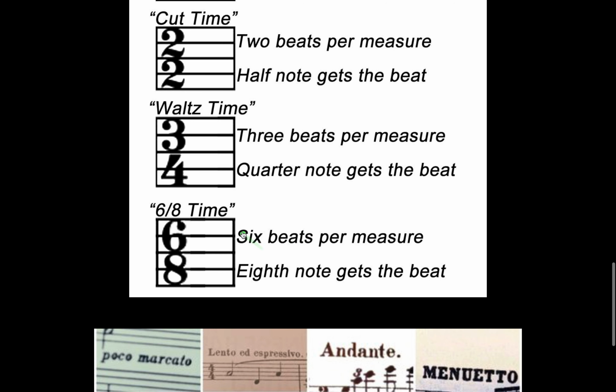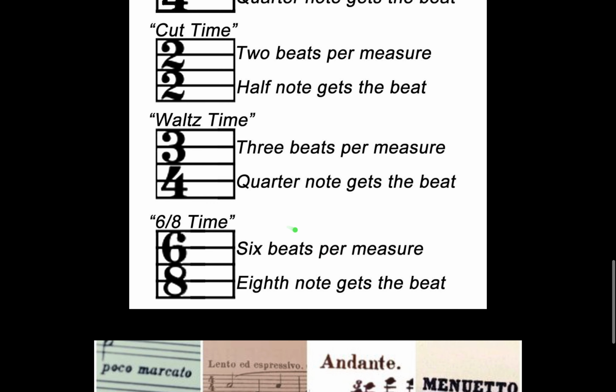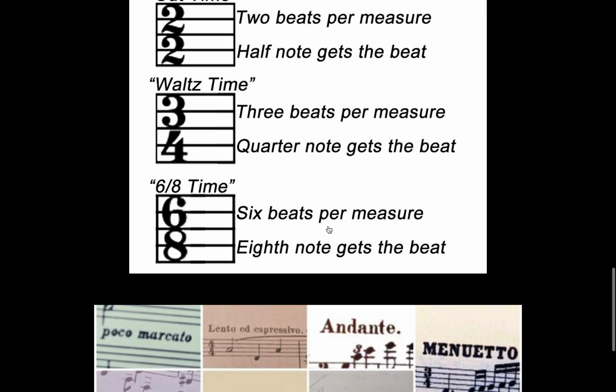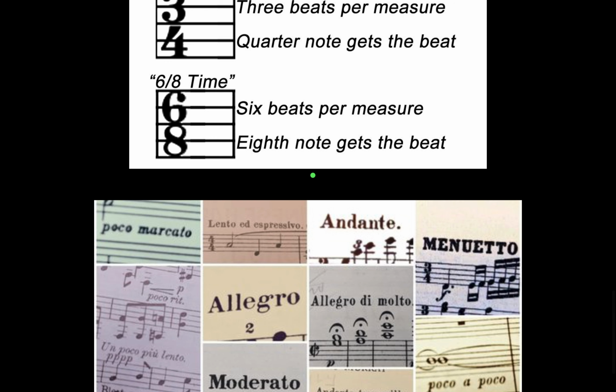And then this is 6/8 time, which means it's 6 beats per measure, and the 8 means that it is the 8th note. So 6/8 time is 1, 2, 3, 4, 5, 6. But conductors normally conduct in duple time.